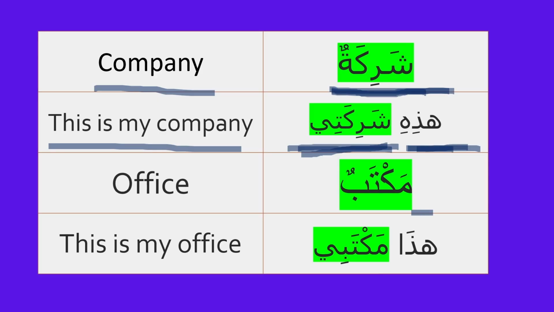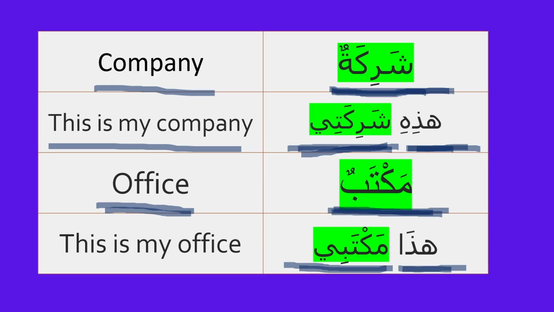Next one, maktabun. Maktabun means office. Office. For example, hada maktabi. Hada means this, maktabi, my office. This is my office.